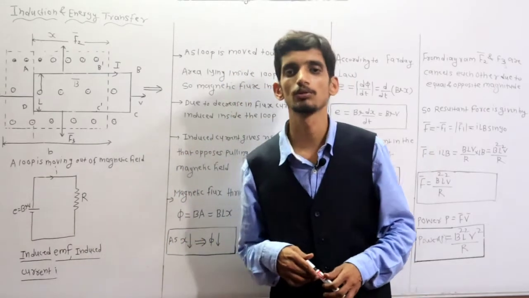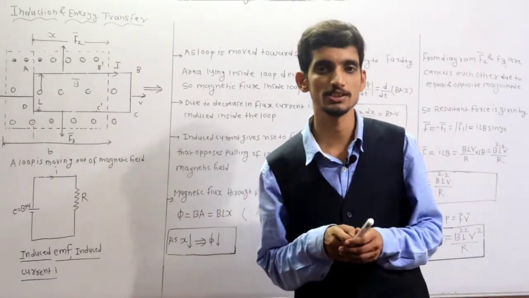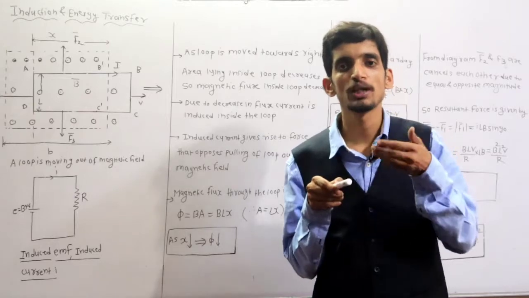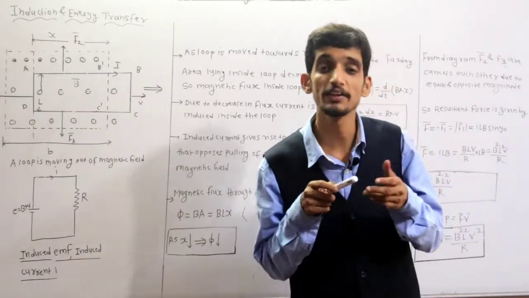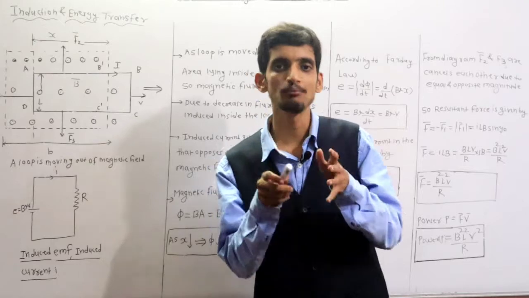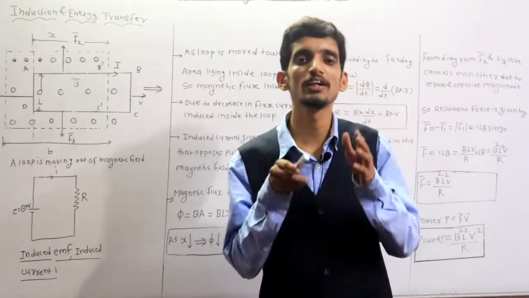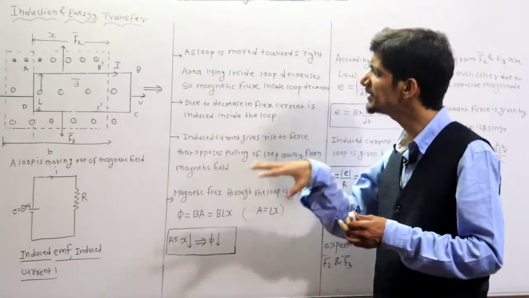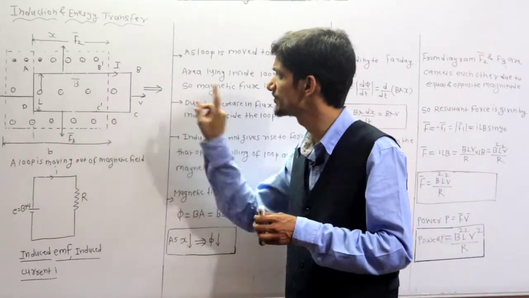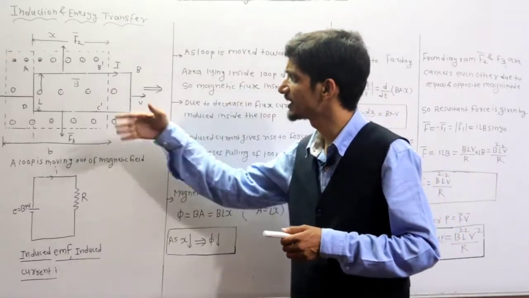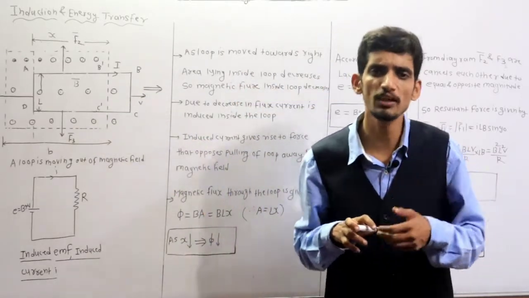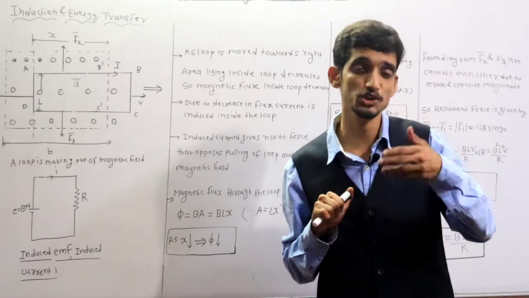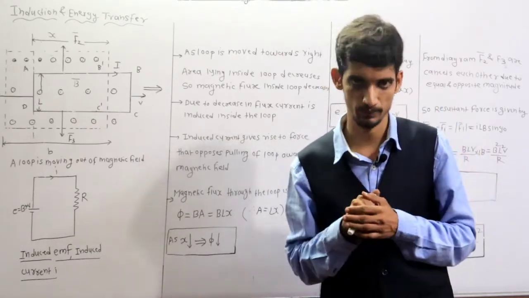Now I am going to discuss the derivations related to induced EMF, induced current, force and power, because as I already discussed, our basic aim is to derive these expressions. As we discussed, this loop is moving with velocity v towards the right side, so there is a change in the magnetic flux. As flux changes, the area changes, and there will be induced EMF.